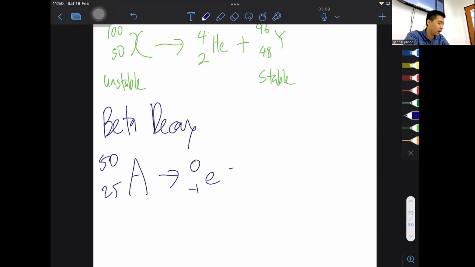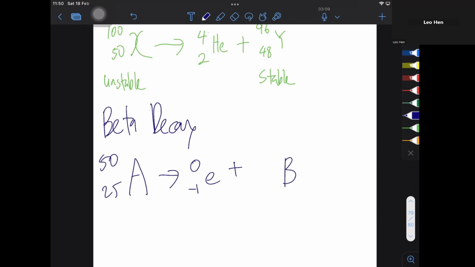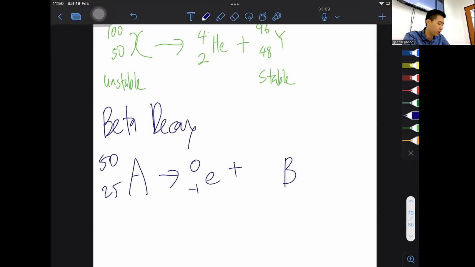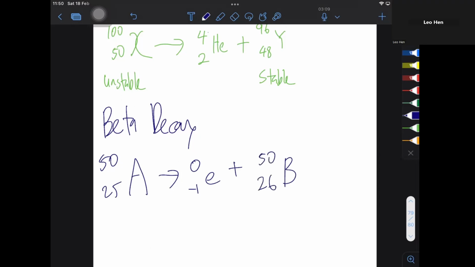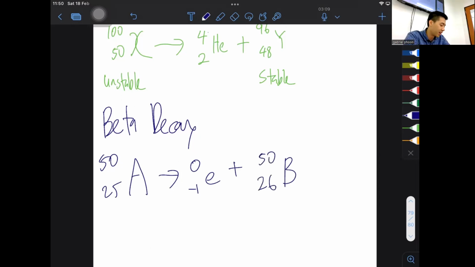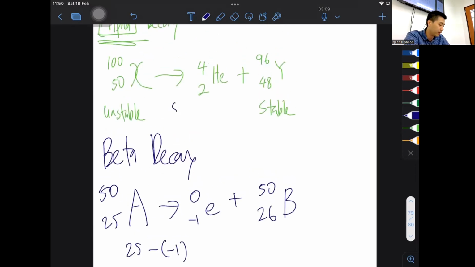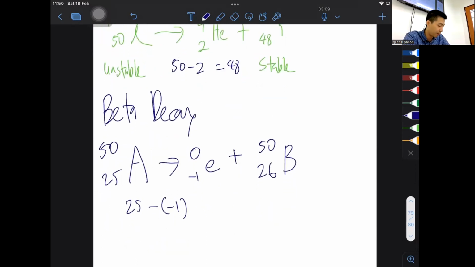And obviously from here, it will change into a different nuclei. Let's say it becomes random nuclei B. What's the nucleon number and proton number here? 26. 24 is wrong. 26 is correct. Very good, Leo. Why should it be 26? -1. Yes, it's -1. So in reality, the mathematics here is 25 minus -1. Like literally here is 50 minus 2 to get 48. This one here will be 25 minus -1 to become 26.